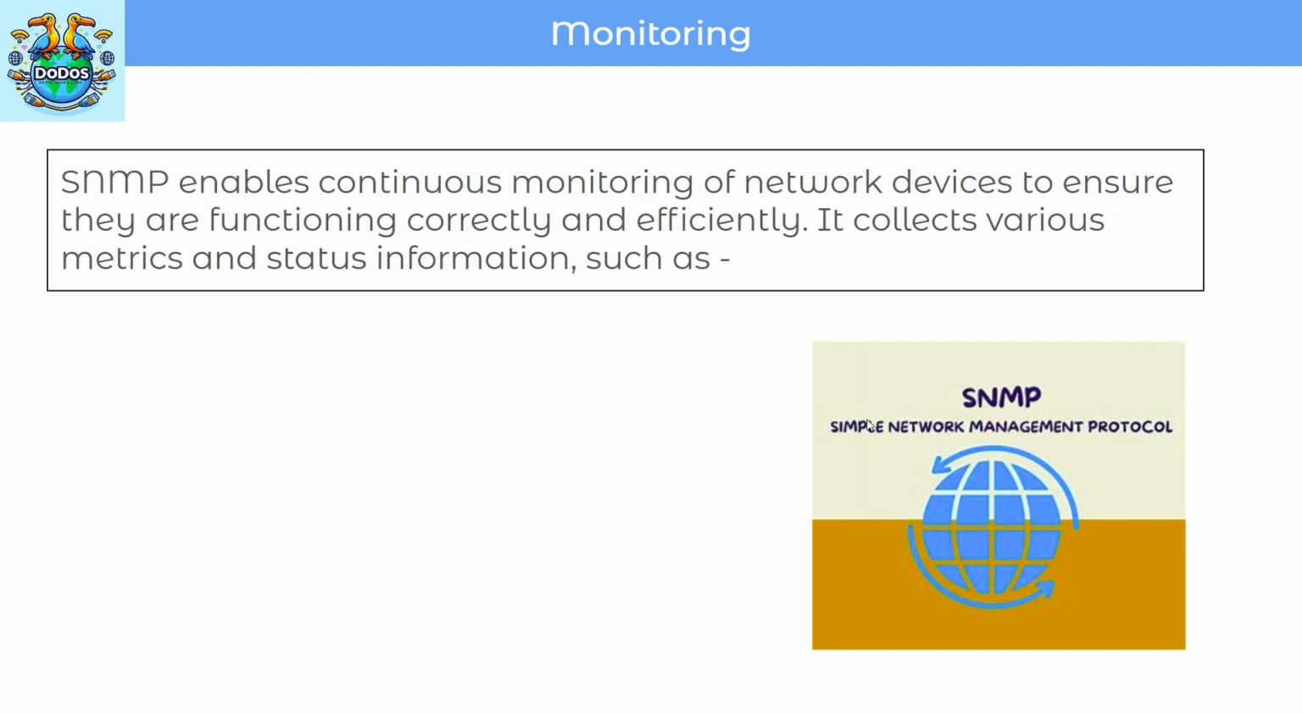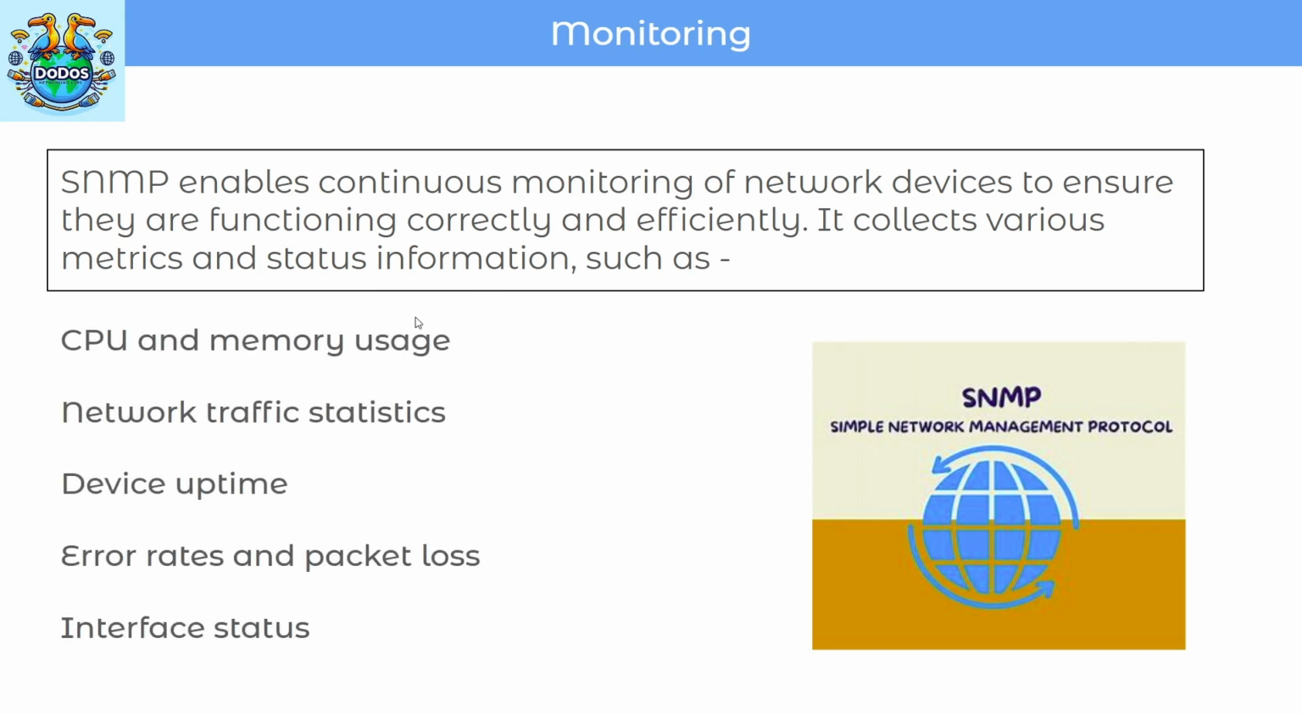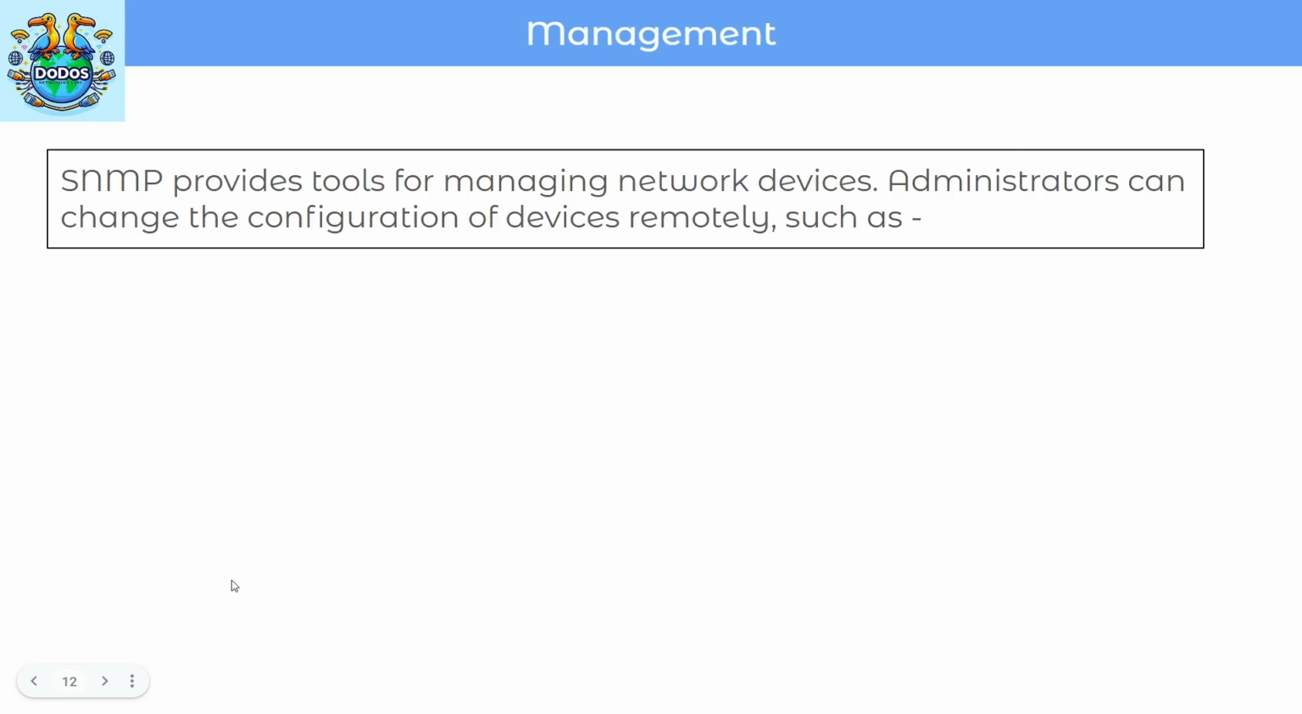Monitoring. SNMP enables continuous monitoring of network devices to ensure they are functioning correctly and efficiently. It collects various metrics and status information such as CPU and memory usage, network traffic statistics, device uptime, error rates and packet loss, and interface status. And SNMP also provides management.